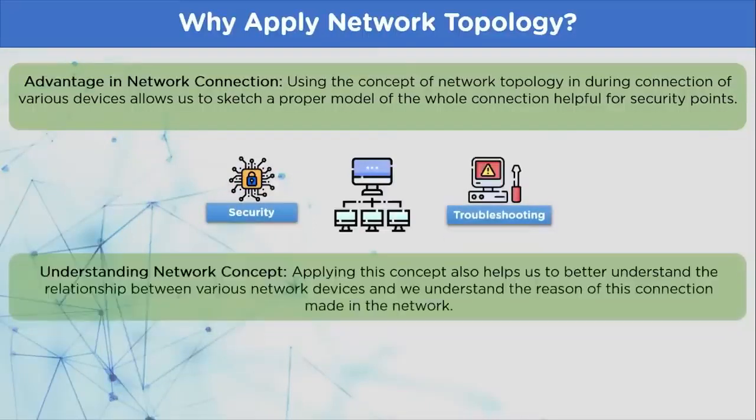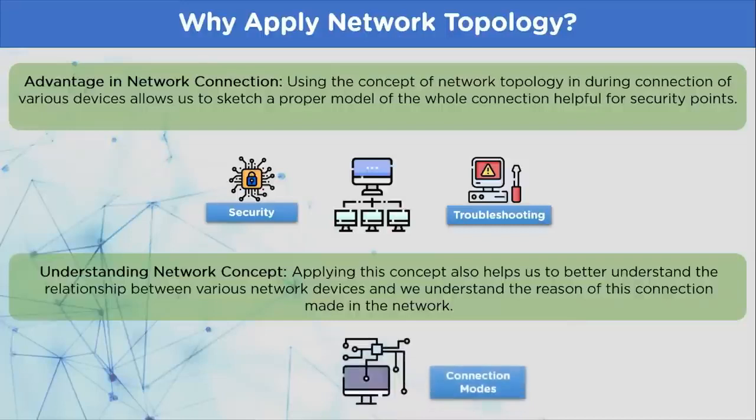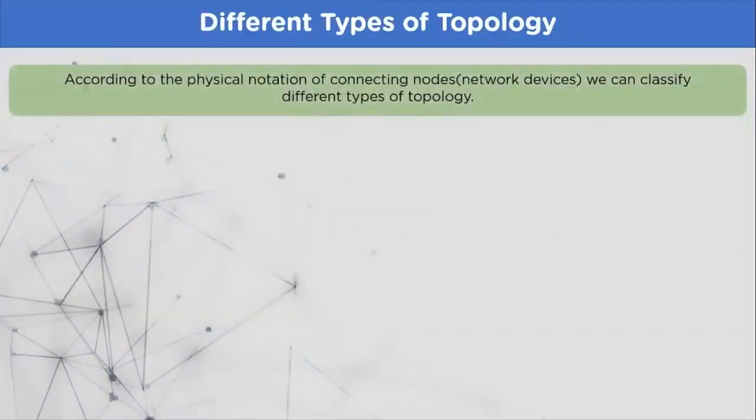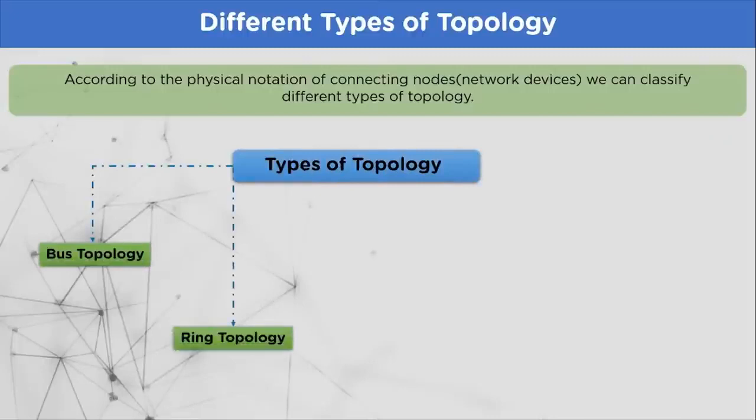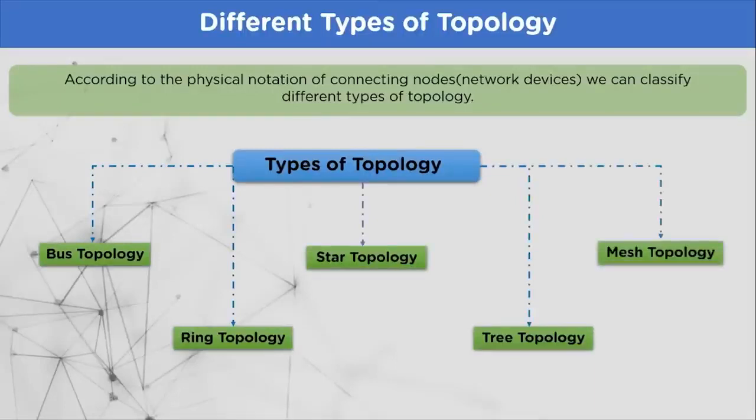Then, for the next reason, applying network topology helps the user to understand the communication relationship among the different devices and through a connection medium. This in turn helps the network professionals to set up an optimal network unit for the user. Next in the list, we have different types of topologies used in networking. First is the bus topology, then we have ring topology, then star topology, then tree topology, and in the end, mesh topology.